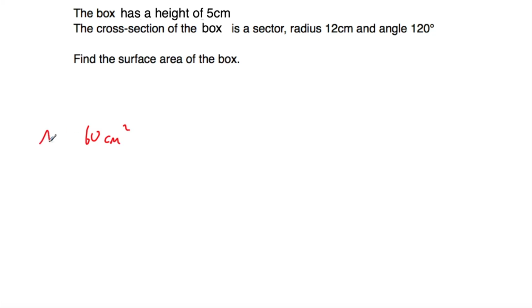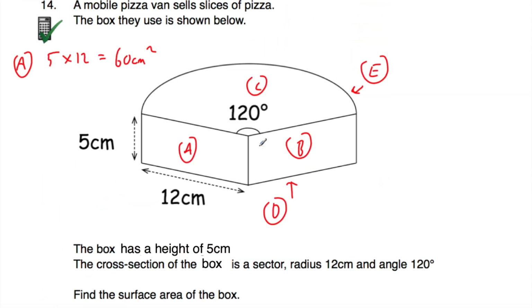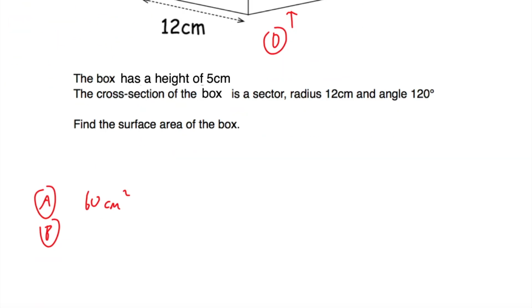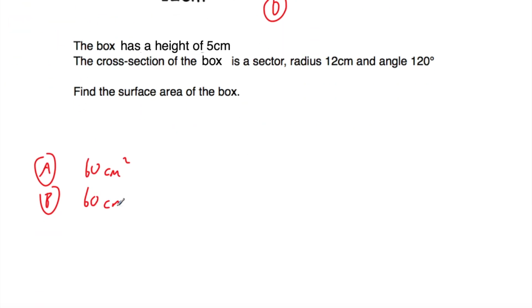That is A. Okay, B, so let's go back up. B is identical to A because obviously if this is a sector, the cross section of this box is a sector. That means that this is the radius and that's the radius. So that means that that will be 12 and the height is still 5 and 12 times 5 is 60 as well. So B would have an area of 60 centimeters squared as well. So let's write that down. B, 60 centimeters squared.